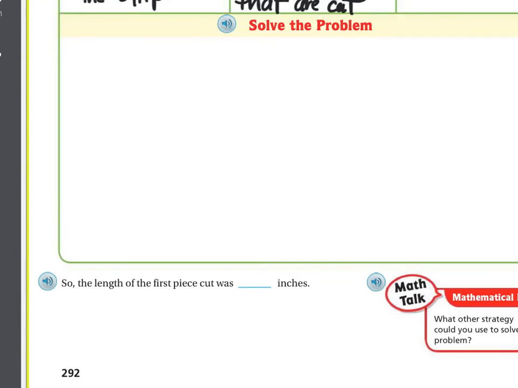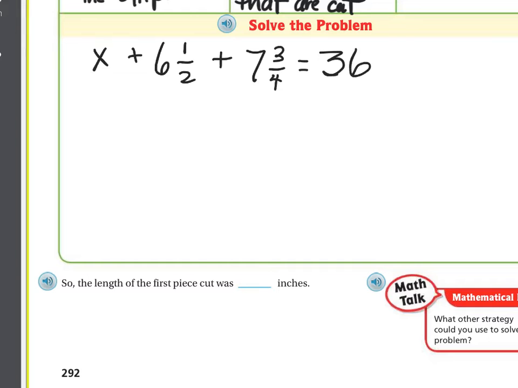Okay, so we're going to write an equation. So first, we're going to say x is the length of the first piece. Then we're going to add the length of the two other pieces, which equals a total of 36. So since we're working backwards, we're going to be subtracting these two numbers from the total.